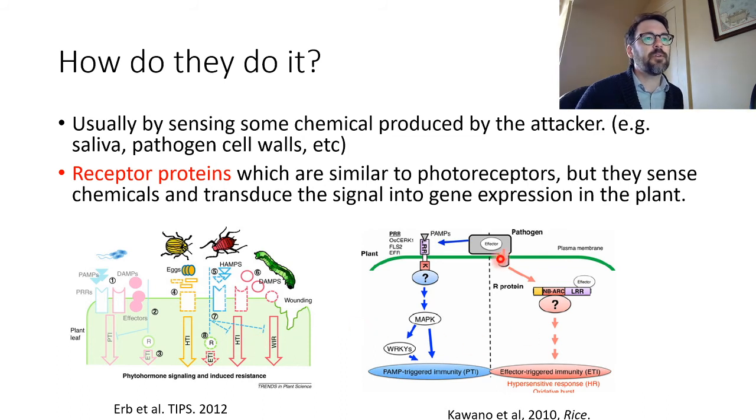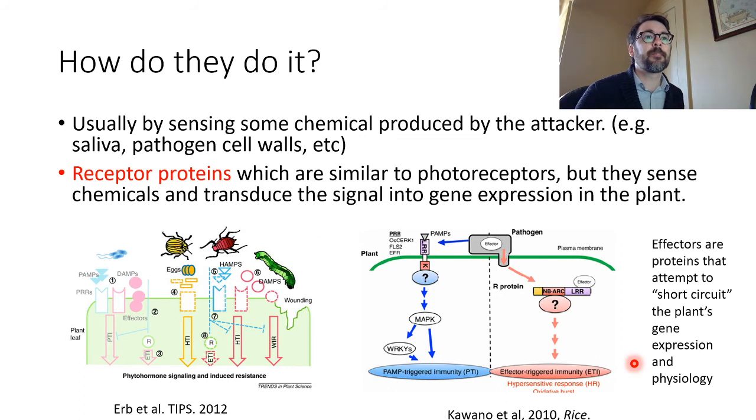Pathogens can do this too, where, with different kinds of receptor proteins, plants are able to sense how they're being damaged. And these enemies often have effector proteins. They're proteins that attempt to short circuit the plant's gene expression and physiology. So they try to trick the plants into doing something different.